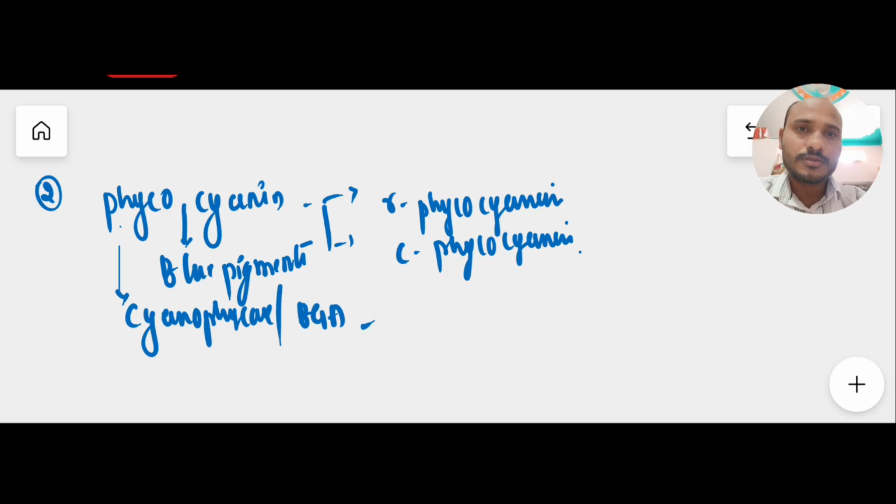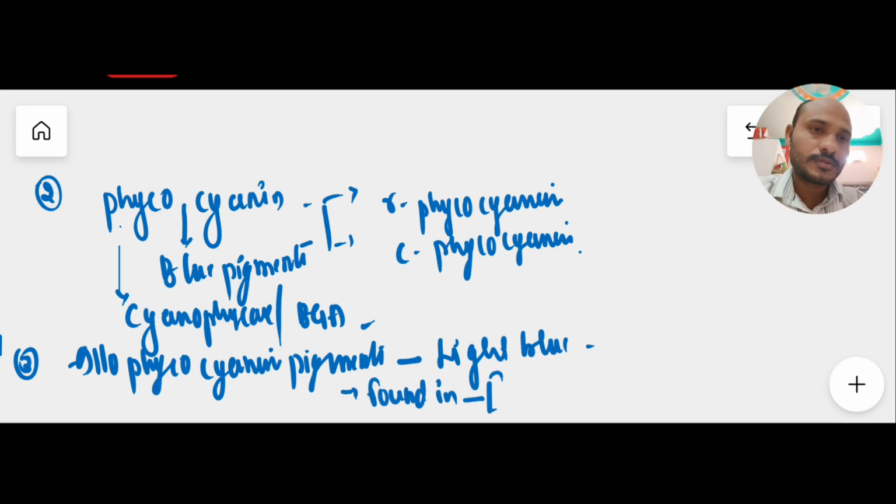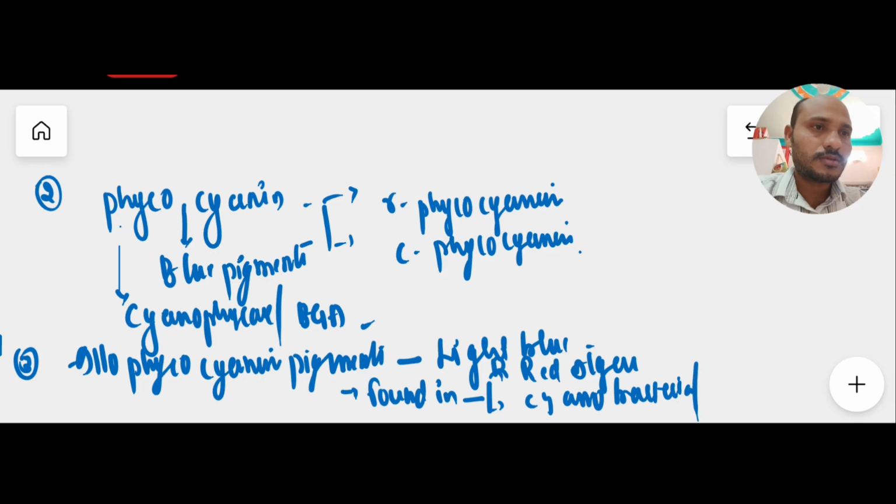Now coming to the third and last one, allophycocyanin pigments. These appear light blue in color, and generally they are found in both red algae and cyanobacteria, also called blue green algae. So this is all about the different types of photosynthetic pigments.